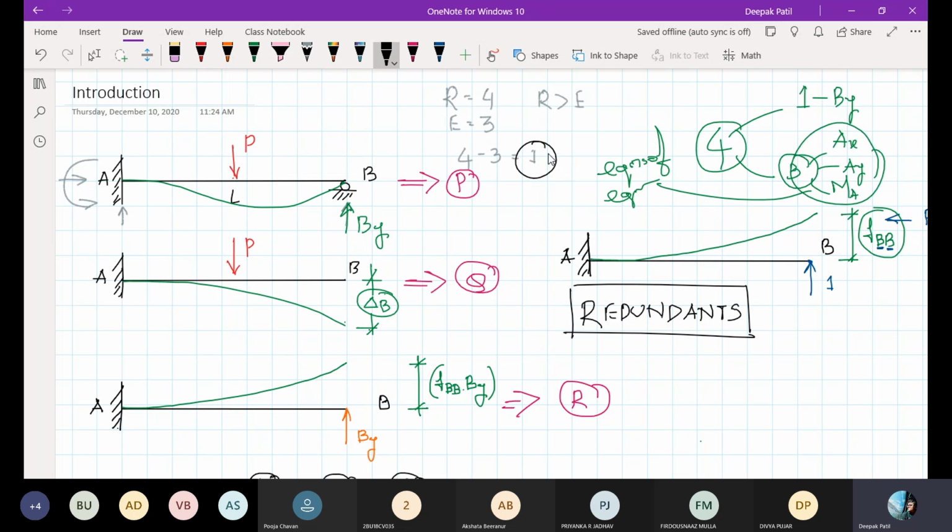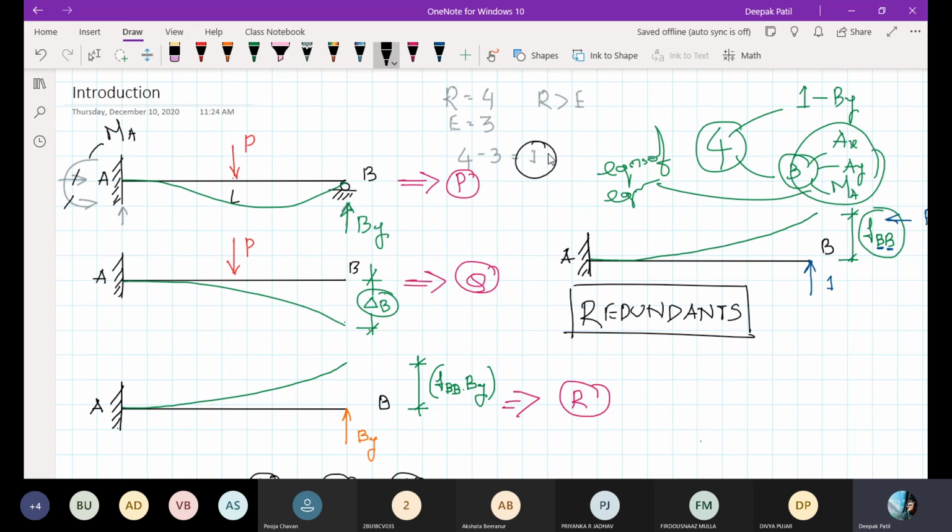I don't want to remove BY. I want to remove another redundant. Which could be the appropriate one? So AY. AY is not an appropriate one. Okay, you can go ahead with that, but it is not appropriate. So only left are this, AX, and this. AX is also not an appropriate one because we usually neglect the axial forces in the beam. So the appropriate one is this, MA.